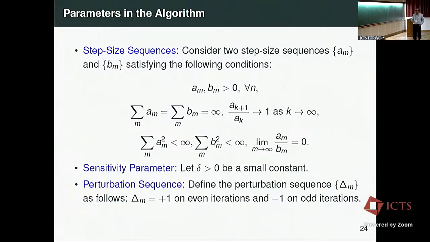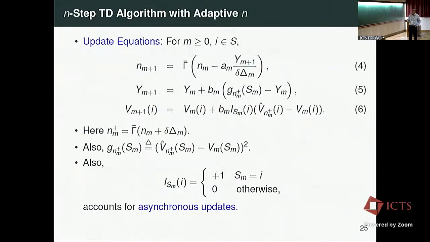And the perturbation sequence we take in the following manner: you take the value +1 on even iterations and -1 on odd iterations. And these are then the update equations. So this is the usual n-step TD algorithm for a given n. And then this is finding the mean squared error. And this is updating the value of n.